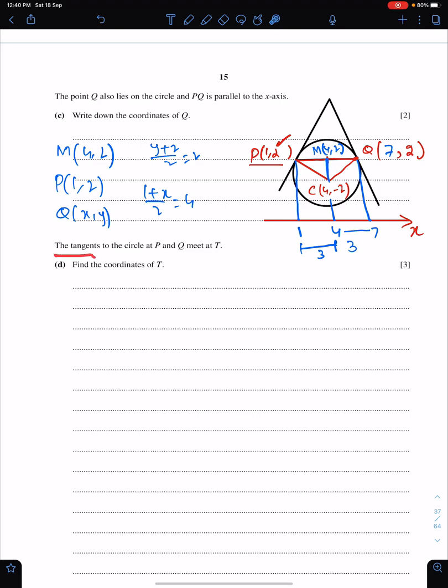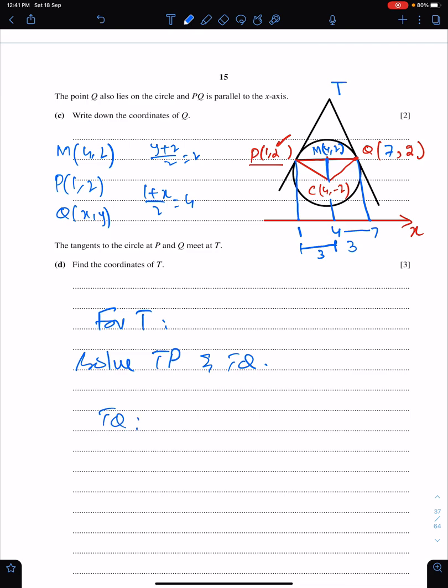The tangents to the circle at P and Q meet at T. This is T. For coordinates of T, we need the equations of these two tangents. We have the equation of this tangent. We just need to find the equation of this tangent and then solve them simultaneously. So for T, we need to solve the equation of TP and TQ.